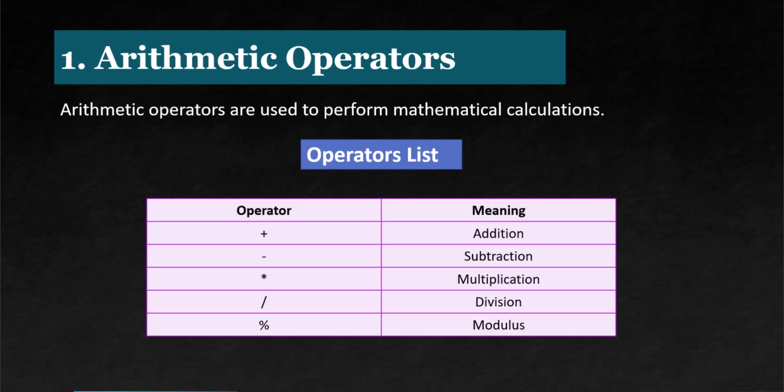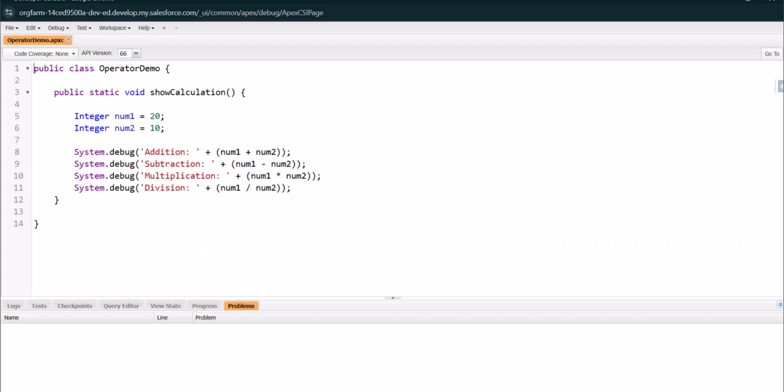Now let's understand how we can use these type of operators in Salesforce. For that, let me navigate to the developer console. Here I created one class which is operator demo. After that, we declared method which is show calculation. Then we declared two integers num1 and num2 which are the integer type. For num1 we assign 20 value and for num2 we assign 10 value.